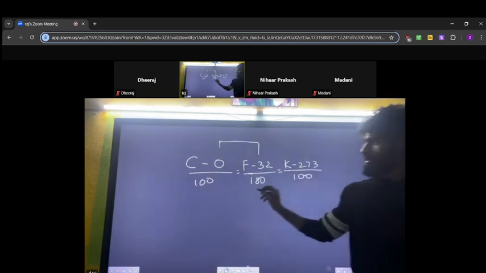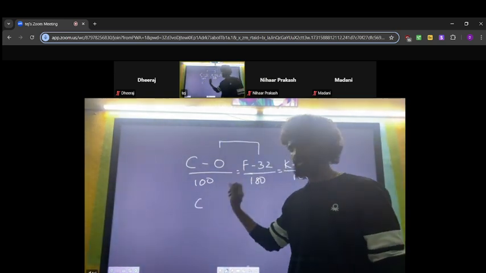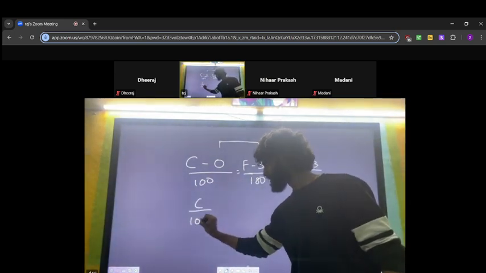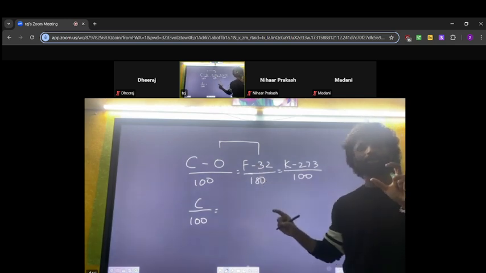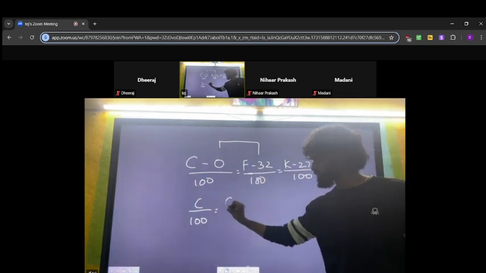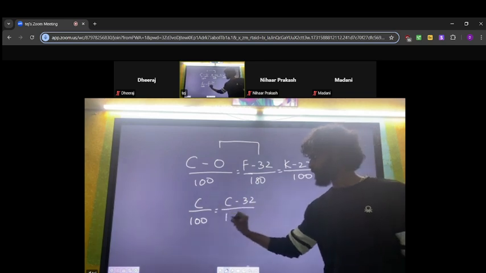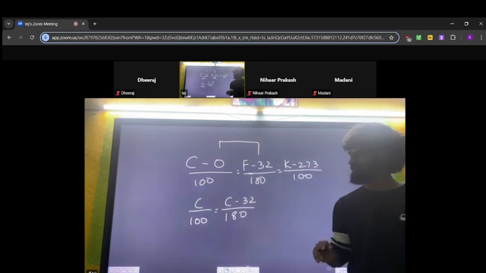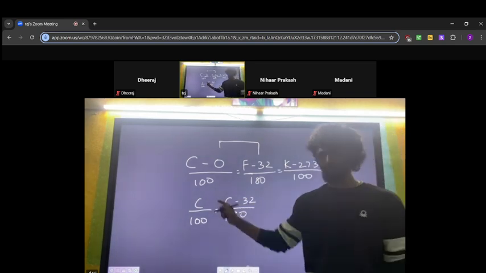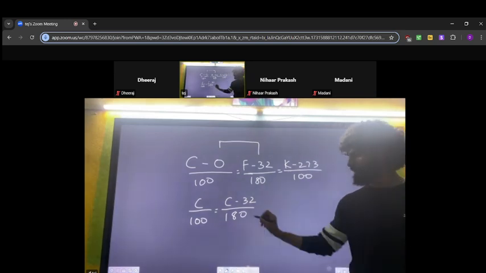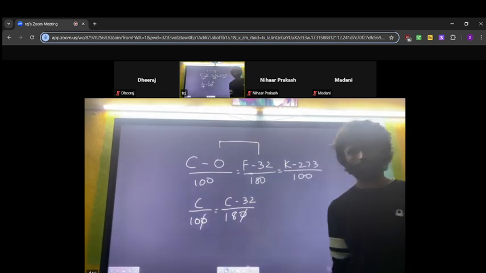Okay. Now we write C minus 0, C itself, divided by 100. Instead of writing F, since the word same was there, I'll write C here also. Okay, minus 32 divided by 180. Sorry, 180, not degrees. The reason I'm writing the same letters is because the question says same. Now, what can be done? 0, 0, take it off.